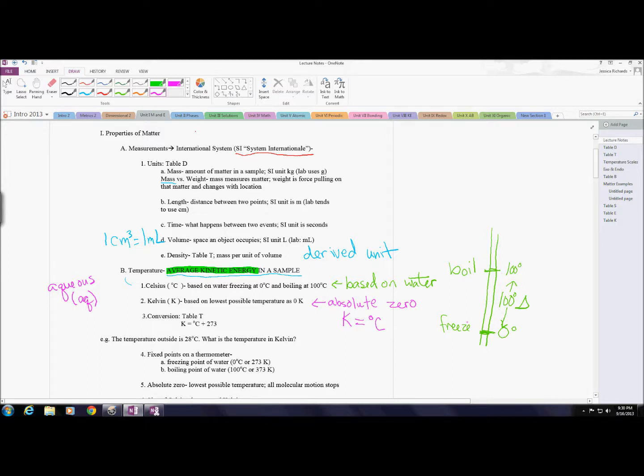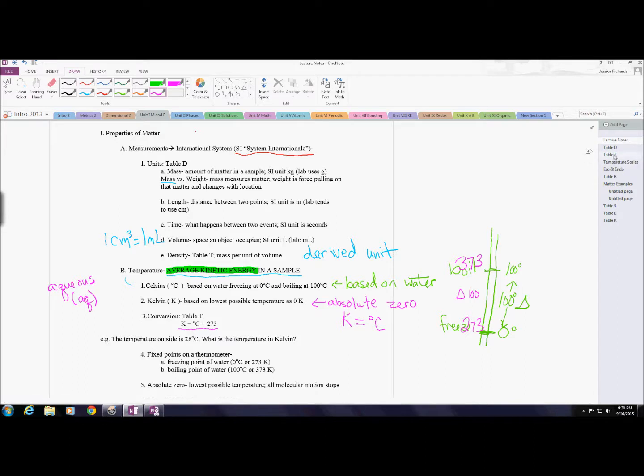So the freezing point in Kelvin is going to be 273, and the boiling point of water in Kelvin is 373, and that's still a change of 100 kelvins. This makes our conversions easy. All you have to do is add or subtract 273. So there's the equation here.